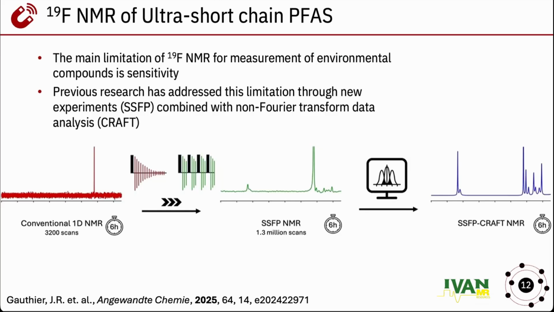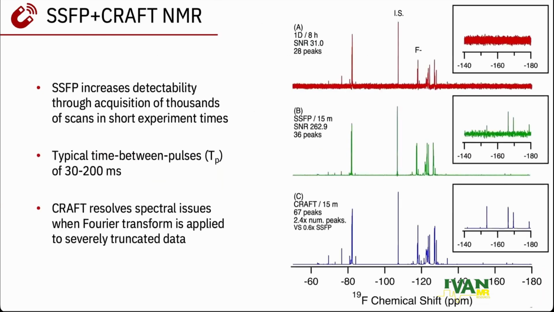So it's been exceptionally powerful for pushing detectability of compounds, particularly when it's combined with CRAFT analysis. So I pulled this figure from the paper, and what this is really showing is that on the top, in that red spectra, is a conventional 1D fluorine NMR, an 8-hour experiment. You see a number of fluorinated things. In the middle is the SSFP result, and that's just 15 minutes of experiment time, and you see all the same fluorinated components plus more. And then on the bottom is the CRAFT analysis.